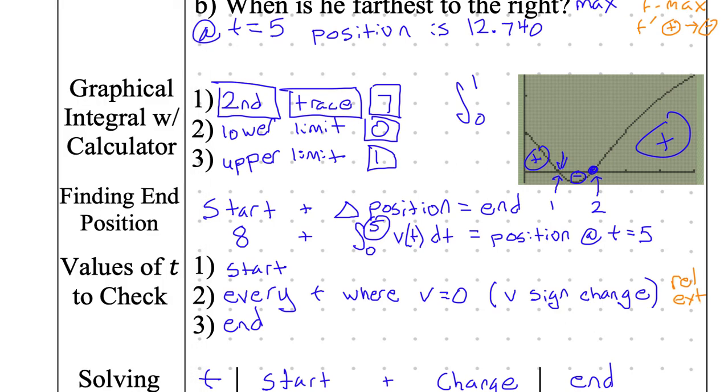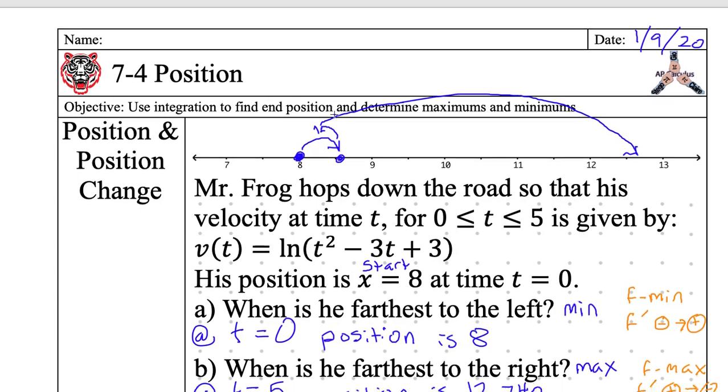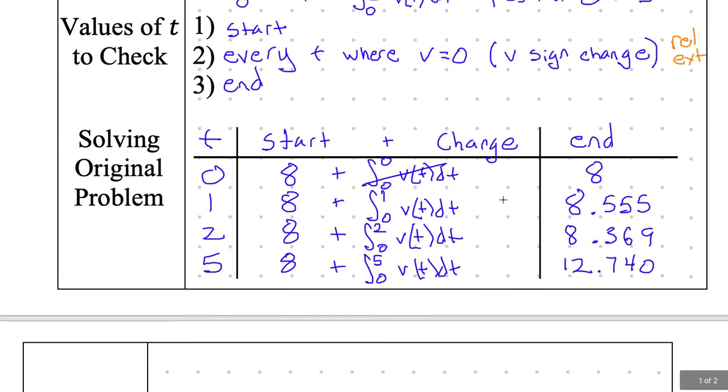Can you guys give me a fist of 5 on how well you think you can do these types of problems? Every single time, you're going to have to make a table. So how well can you remember how to do the table, how to do this stuff on your calculator, what it means to be a minimum and maximum? How well can you do all of those things? I see a 4, a 3 and a 4. Three and a half. All right.